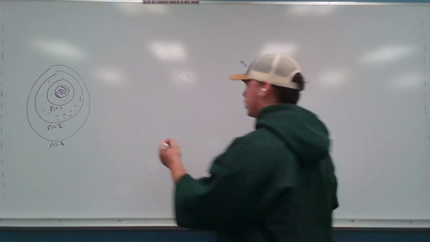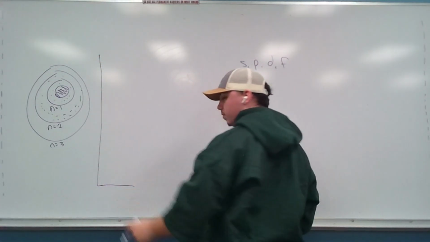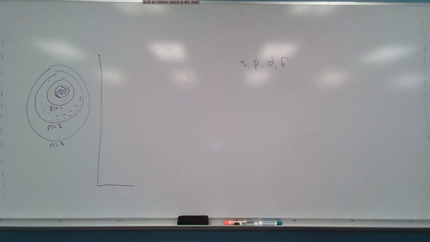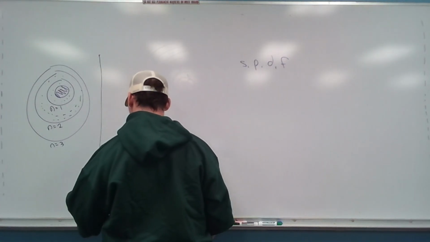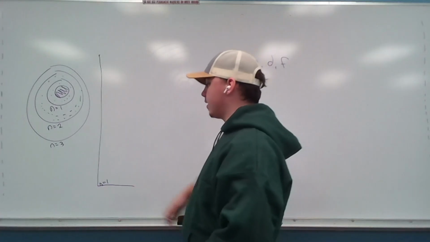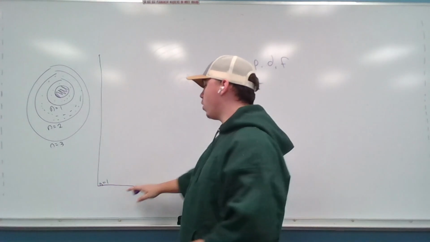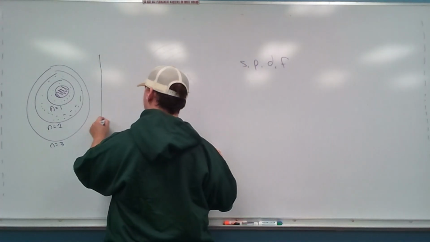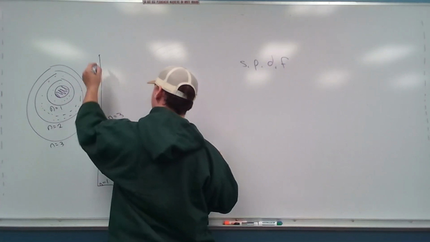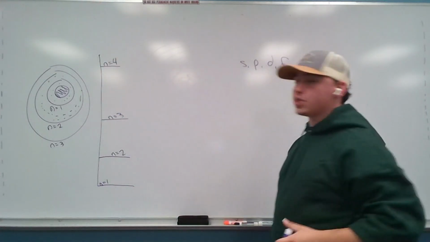So let's draw a structure. I'll refer to my notes for this. Okay, so let's say that this is shell 1, n equals 1. Going up is going to be as we get more shells. So above shell 1, we're going to put n equals 2, n equals 3, and n equals 4, and it's just going to be like that.